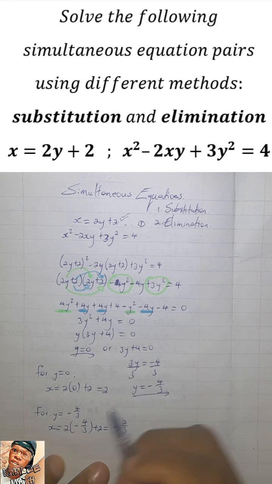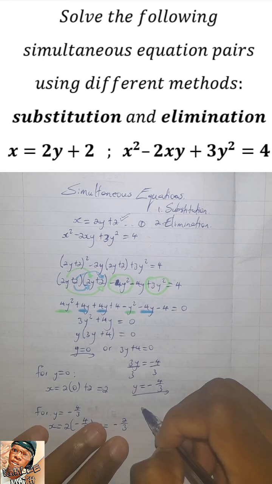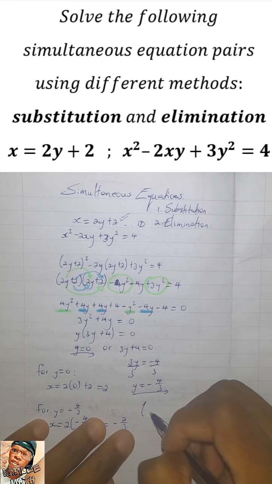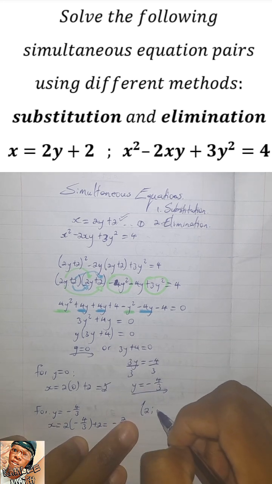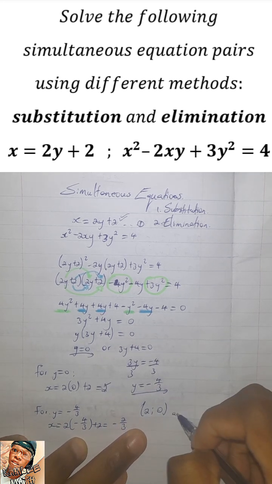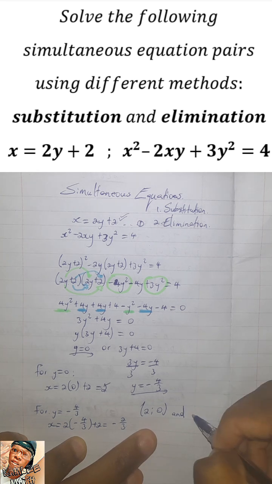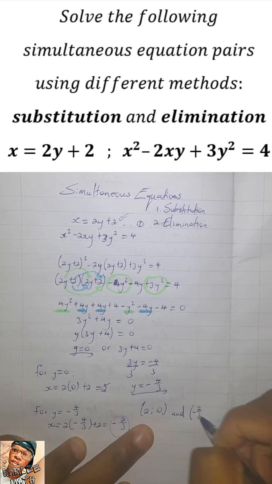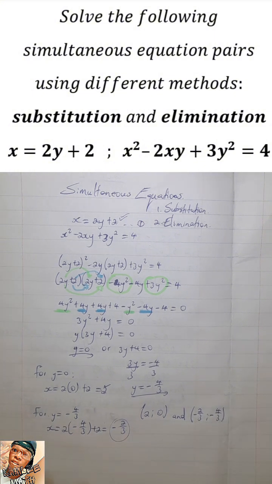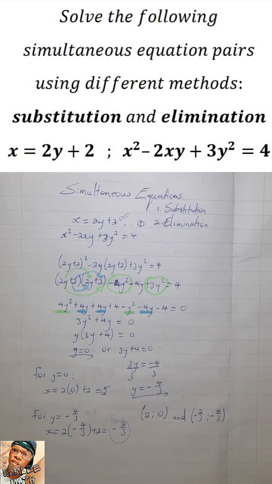So now we have solved our simultaneous equation. So that means that for x is equal to 2, y is 0, and for x is equal to negative 2 over 3, y is equal to negative 4 over 3. So that's how we solve the simultaneous equation using the substitution method.